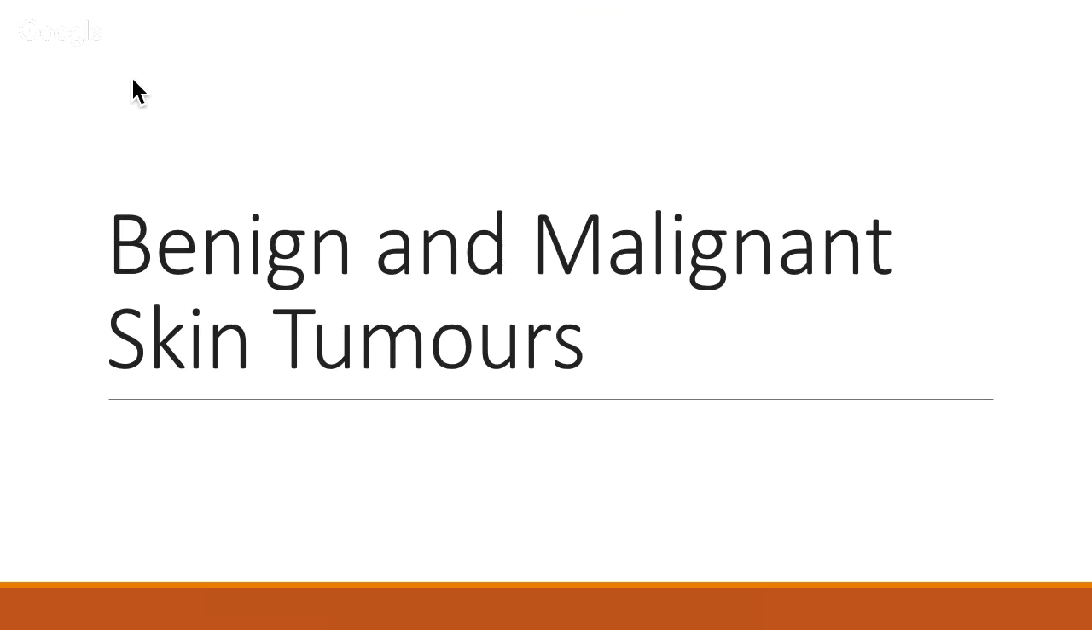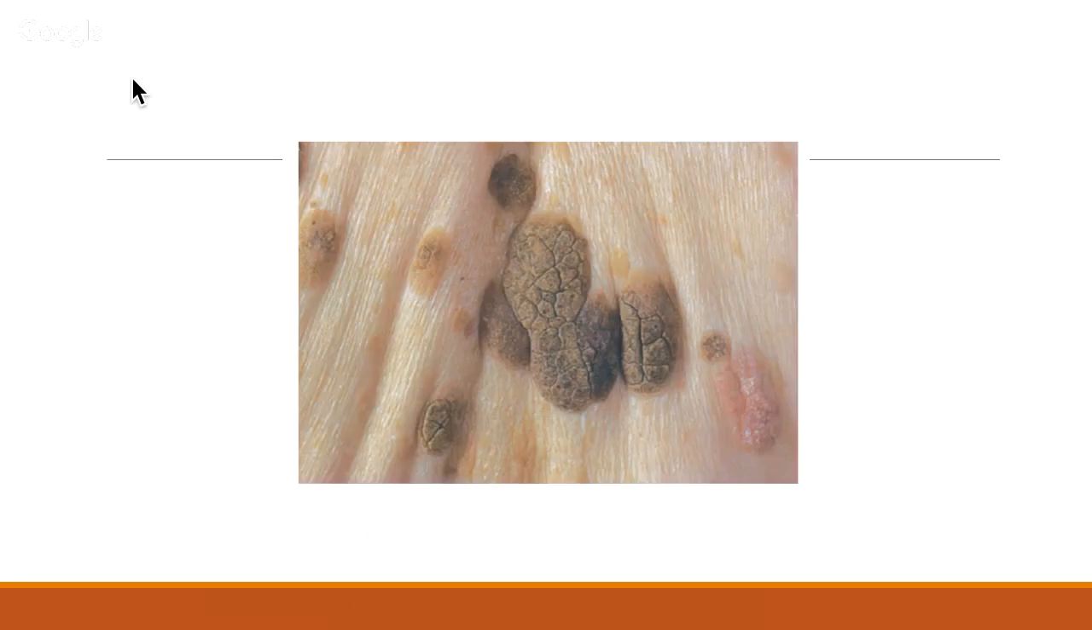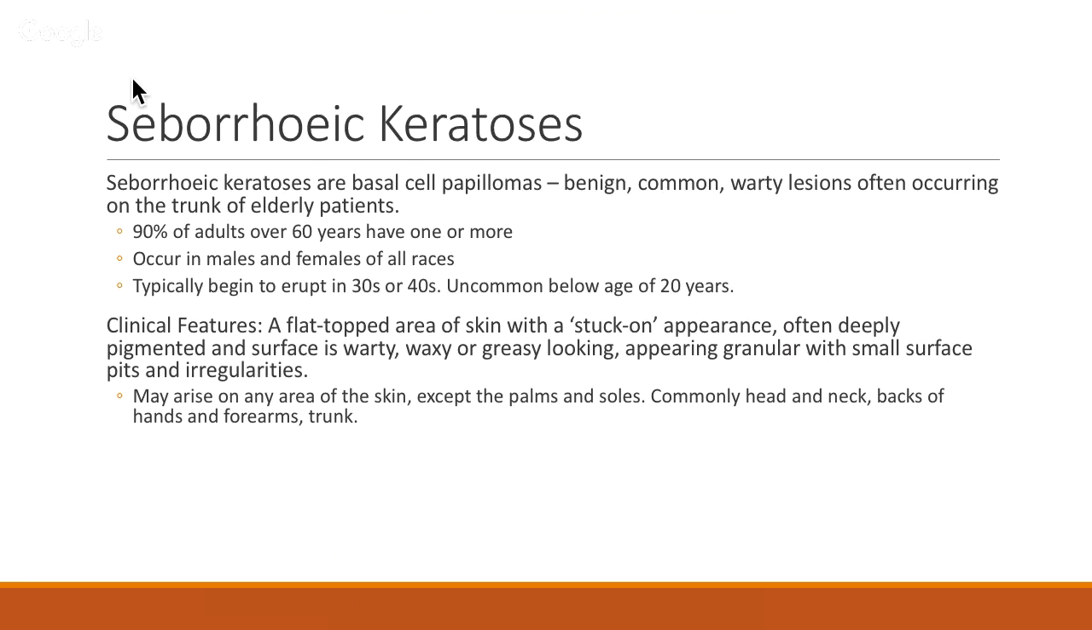Okay, so moving on to benign and malignant skin tumours. So it looks like a stuck-on sultana. Seborrheic keratosis, yep. Basal cell papillomas are benign, but if they cause diagnostic confusion or they're excised and sent to histology, it's because they're worried about it being something more severe or malignant. But they're benign and they don't actually progress to malignant lesions. They're very common in elderly patients, often occurring on the trunk, and like 90% of adults over 60 years have one or more.